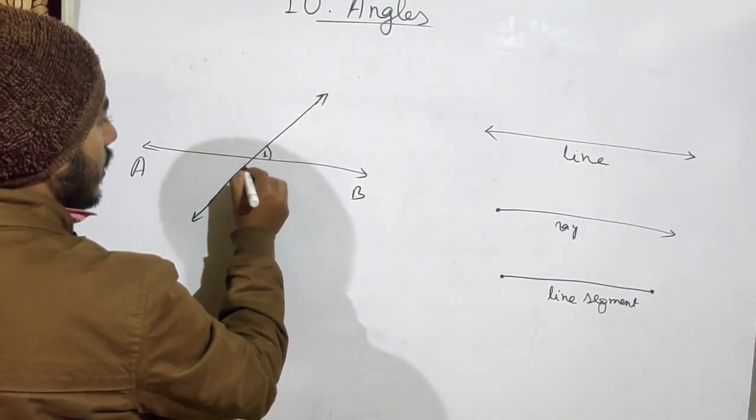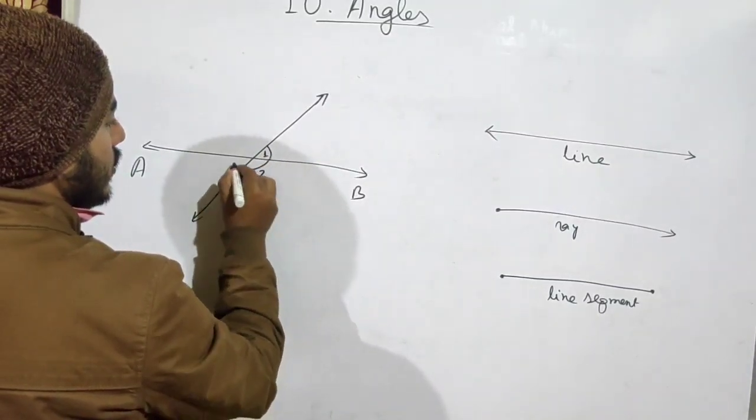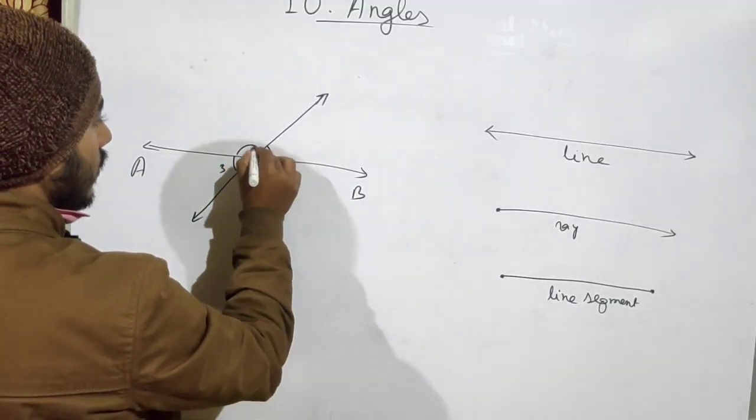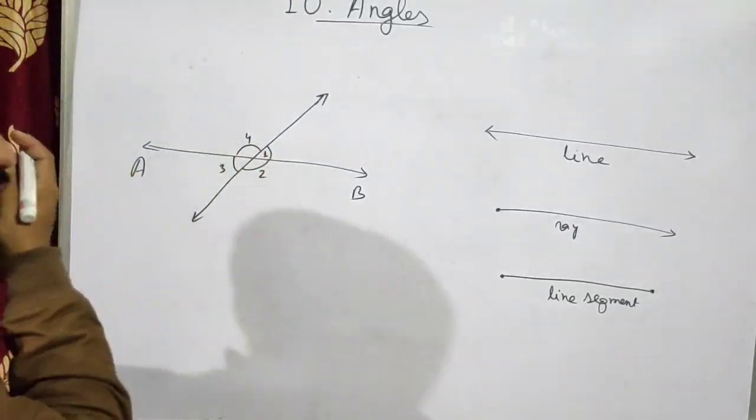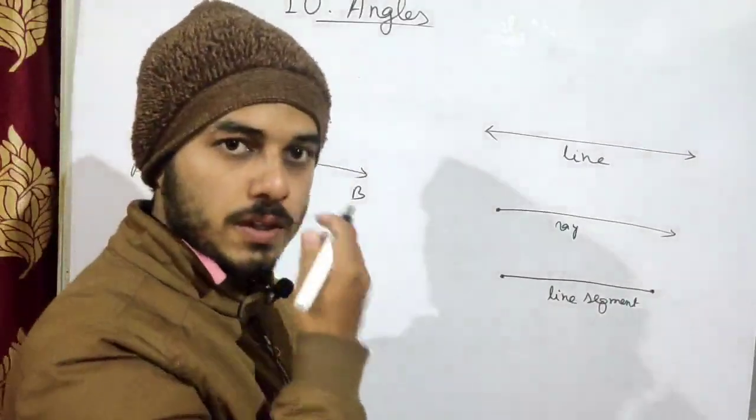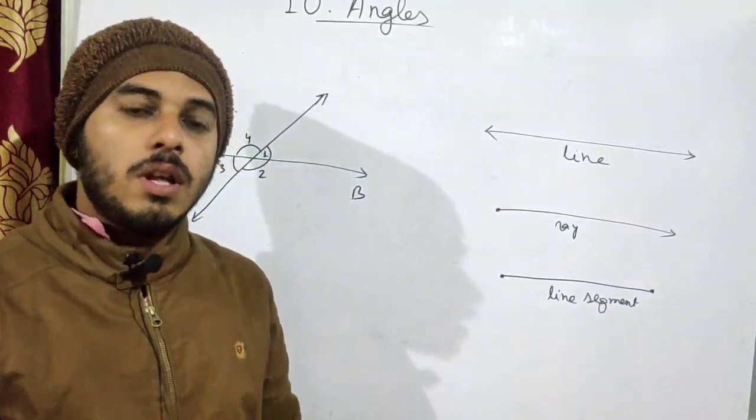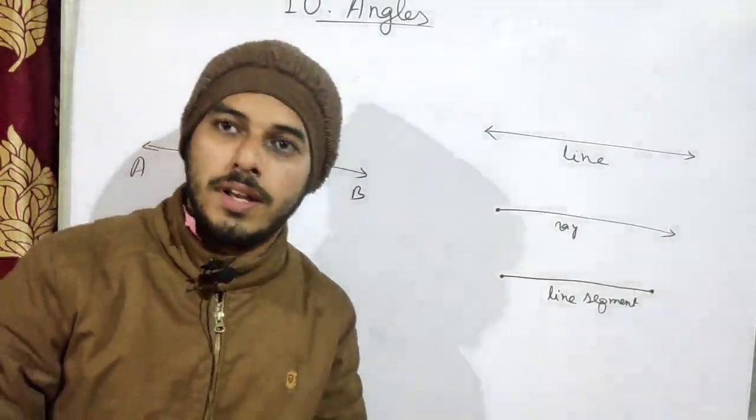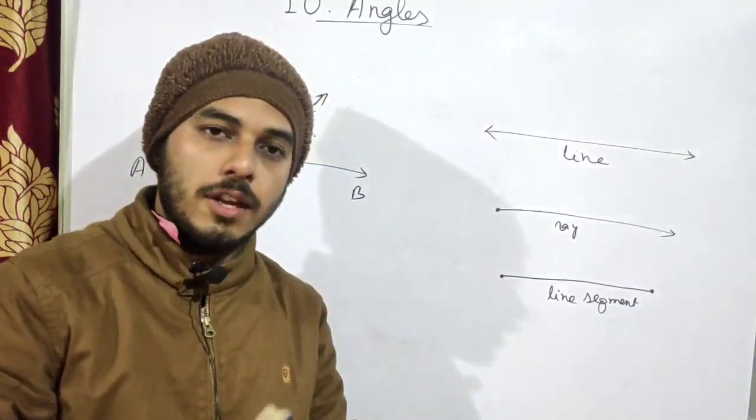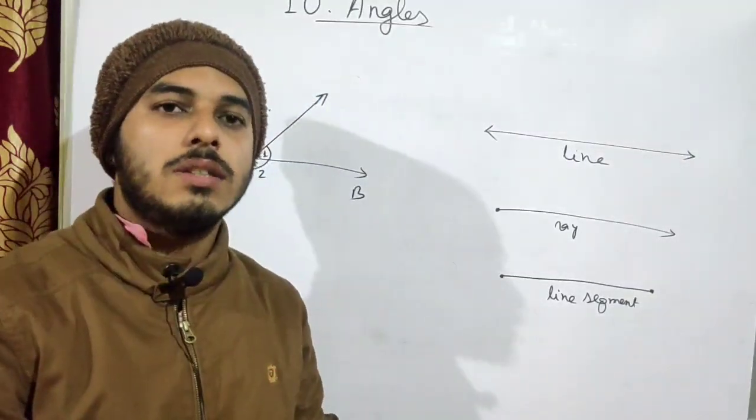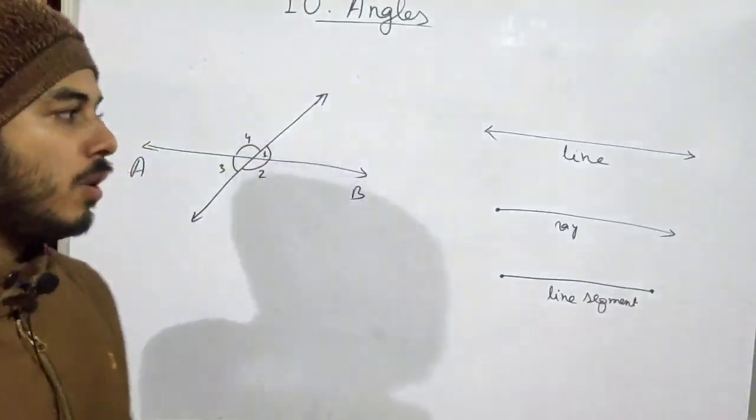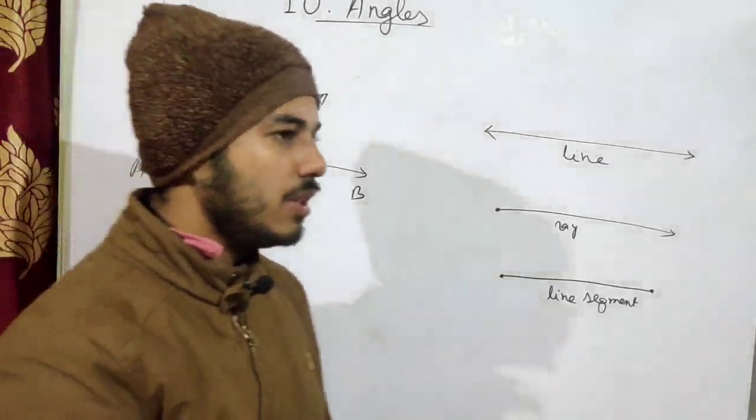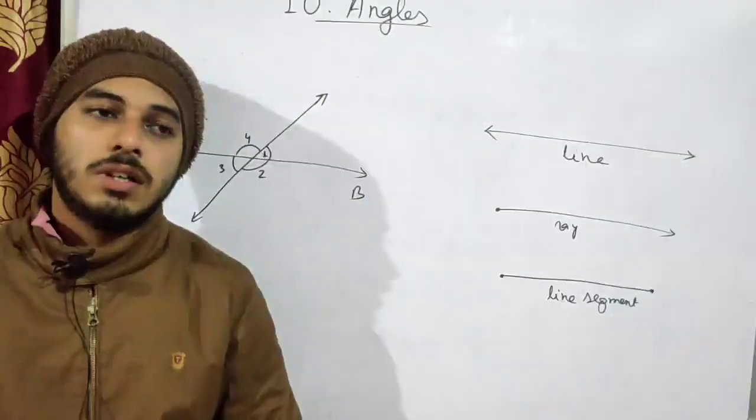Look how many angles are formed. One angle, then second angle, third angle, fourth angle, isn't it? 4 angles are formed. Is this clear? When a line or a line segment or a ray intersects one another, at that point angles are formed. Now we have different types of angles. We have already discussed them in our offline classes.